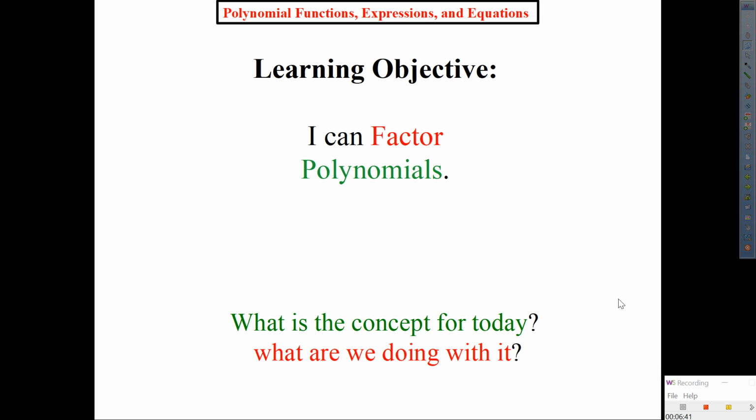Now, do we need a Frayer model for polynomials? No, by now I've been hammering this pretty much. So you should know what to tell your neighbor as a definition for polynomials, yeah? Tell your neighbor, please. Polynomials are?